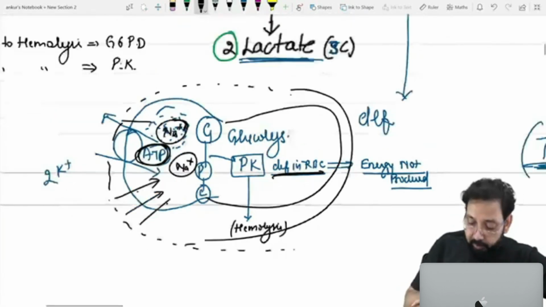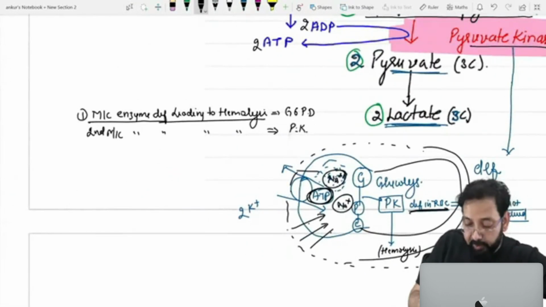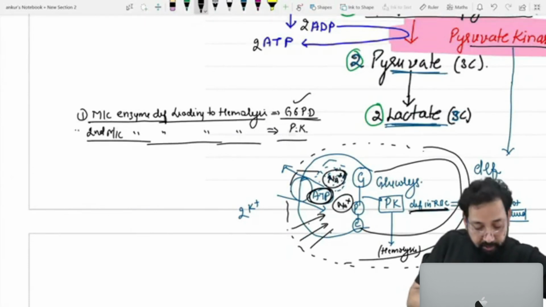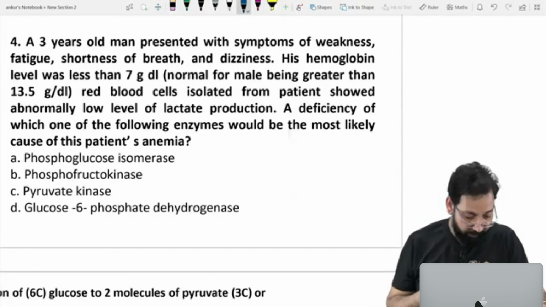Clear? So the question is asked: most common enzyme deficiency leading to hemolysis is G6PD. Second most common enzyme deficiency leading to hemolysis is pyruvate kinase. A 33, it is not 3, it is 33.